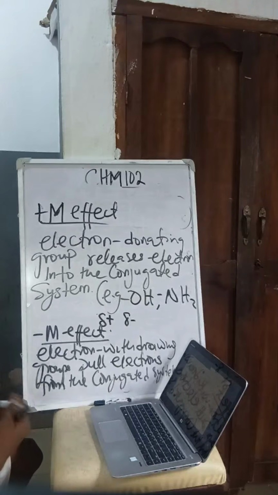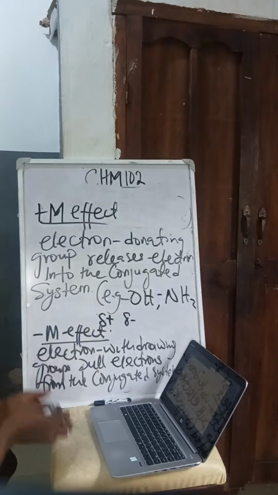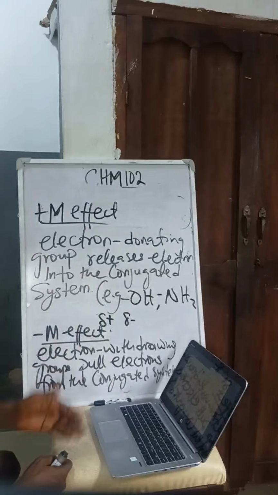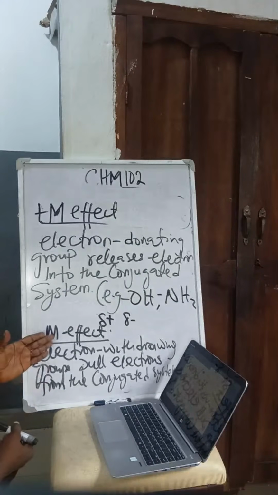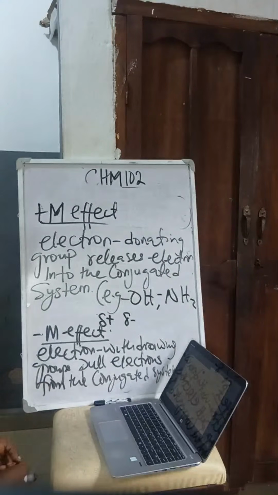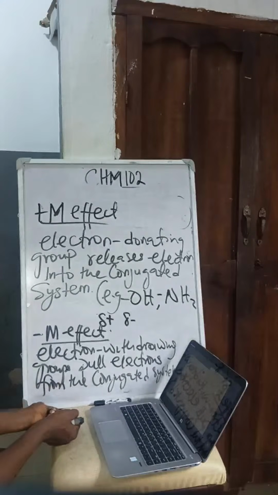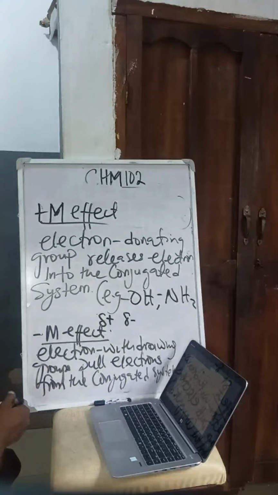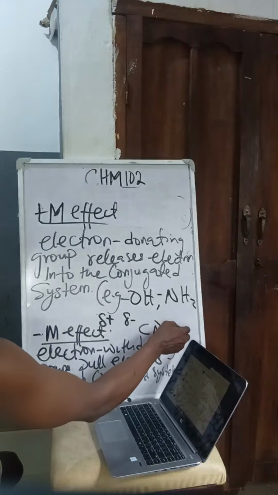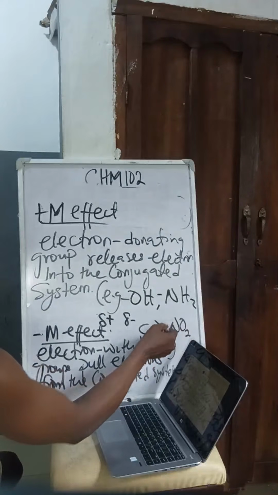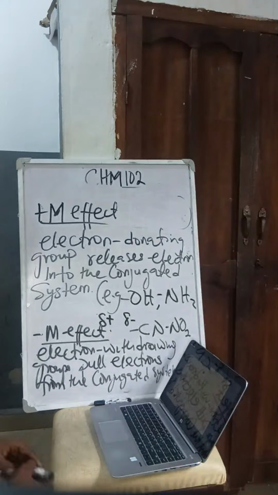Okay? So the key point here now is that the electron donating group releases electron to the conjugated system. Example, OH, NH2. Then the negative mesomeric effect, electron withdrawing group, pulls electrons from the conjugated system to themselves. So examples are CN, cyanide, and NO2. Take note of it. Cyanide and NO2.